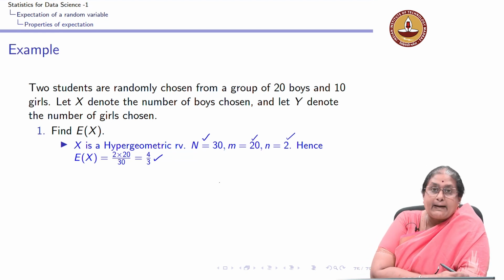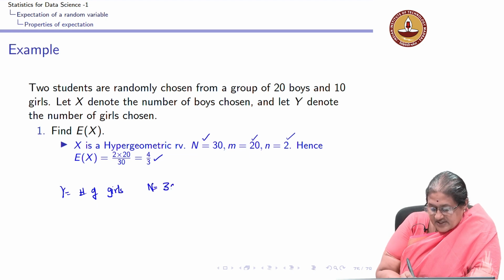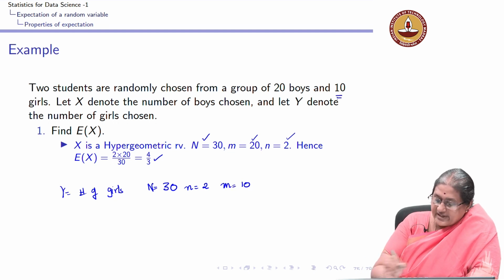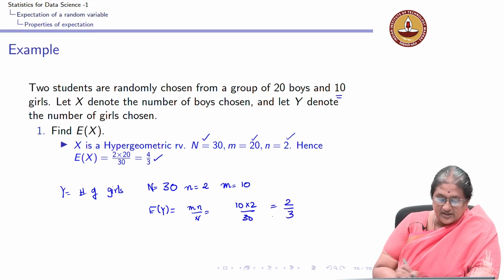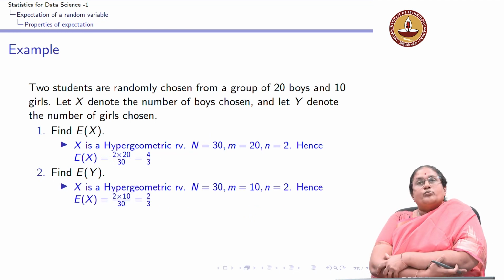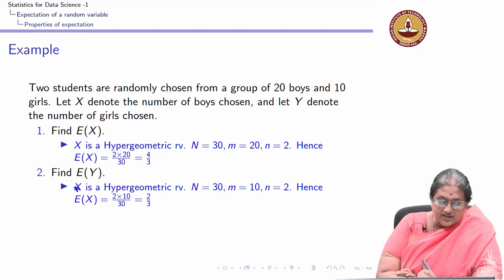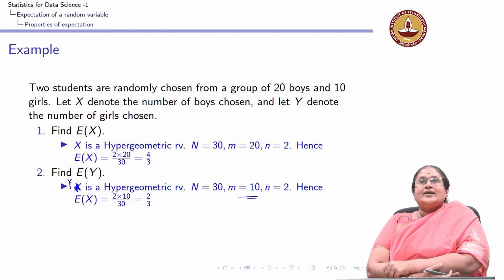Now, y is denoting the number of girls that is chosen. So, if y is the number of girls that is chosen, now everything else, capital N remains 30, small n also remains 2, but my M is now going to be equal to 10 because I have only 10 girls. So, in this case my expected value of y is going to be n into M by N, which is 2 into 10 by 30, which is 2 by 3. That is, my expectation of y can be shown to be equal to 2 by 3, by seeing that y is a hypergeometric variable with M equal to 10 and n equal to 2.